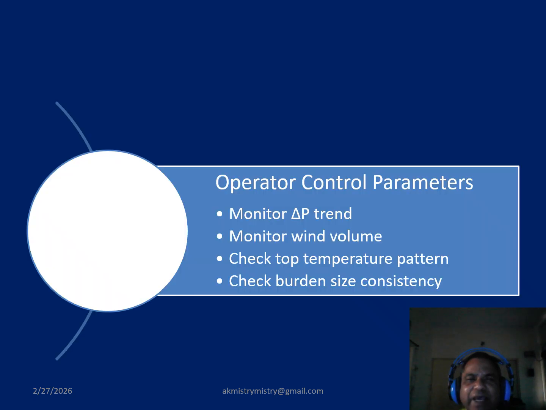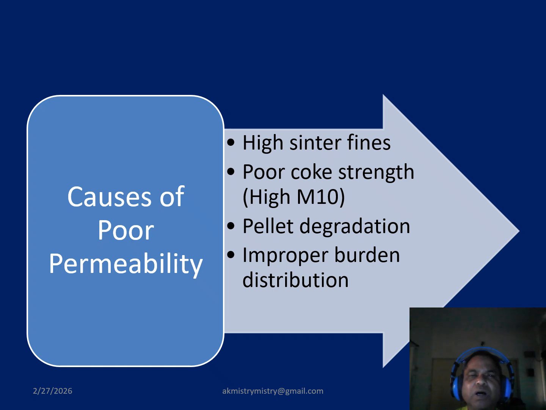So as an operator, you must constantly monitor delta P trends, wind volume and top temperature pattern. Common culprits for poor permeability include high center fines, poor coke strength, especially M10 values, or improper burden distribution. So, to improve, we must reduce fines at the source, through better screening and maintaining high coke quality.